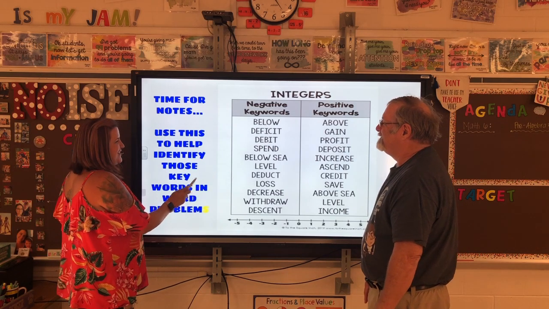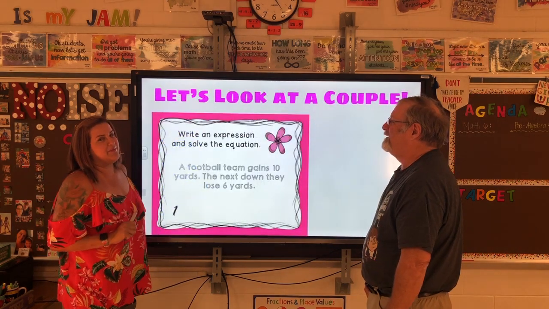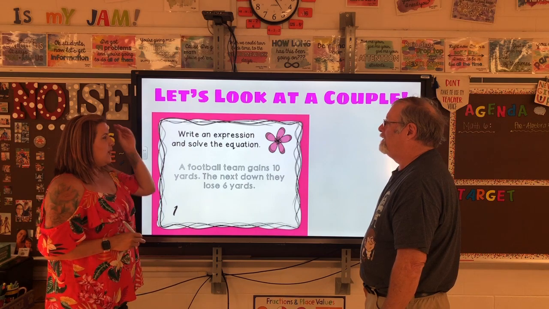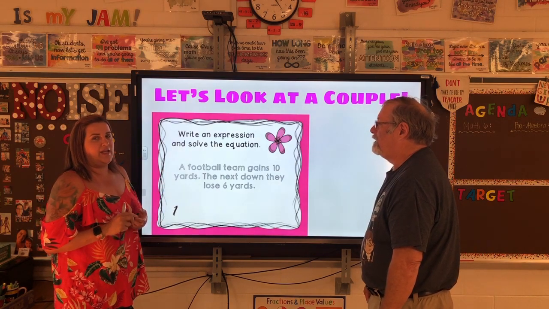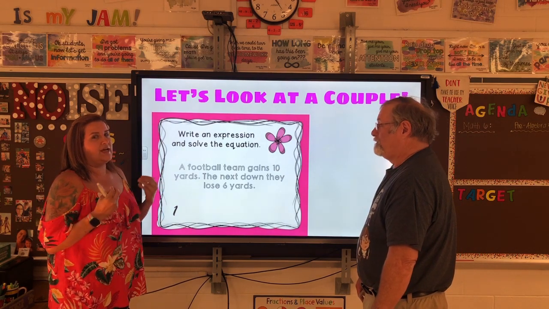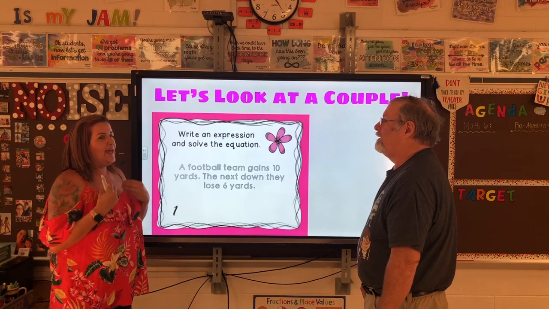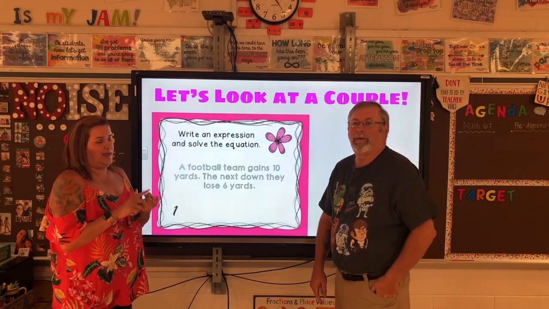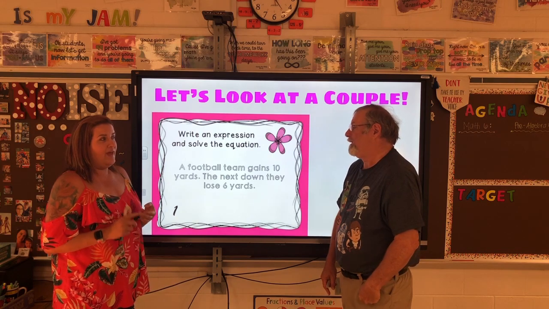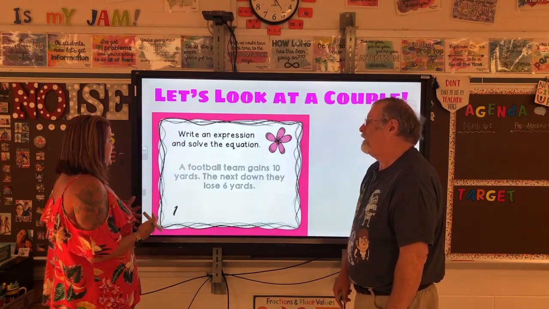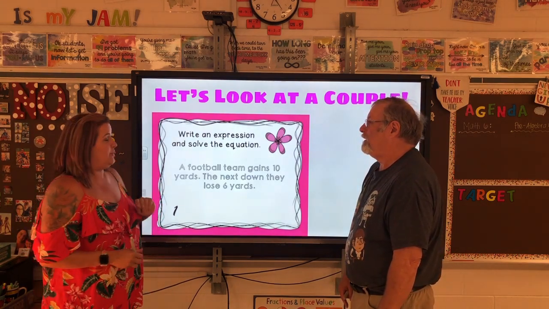All right, so let's move on and actually solve some of these word problems. We want to use strategies like underlining or highlighting or circling those key words to help us decode what's happening. Is it positive? Is it negative? And what operation is happening. Sometimes you could even draw a picture.